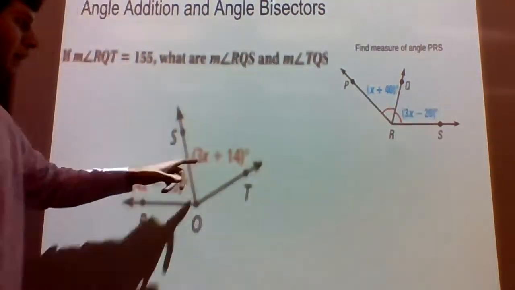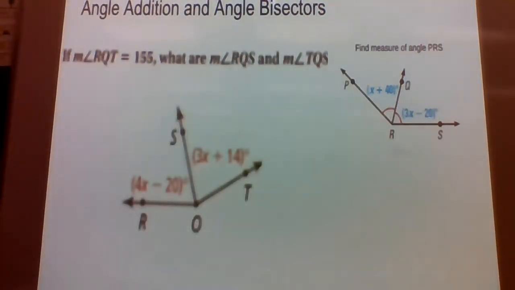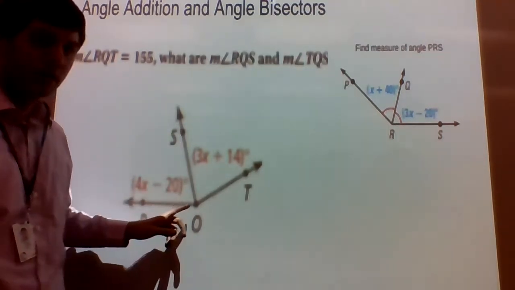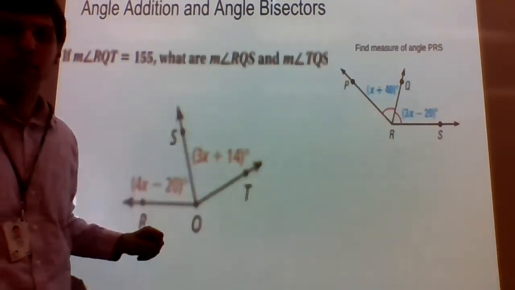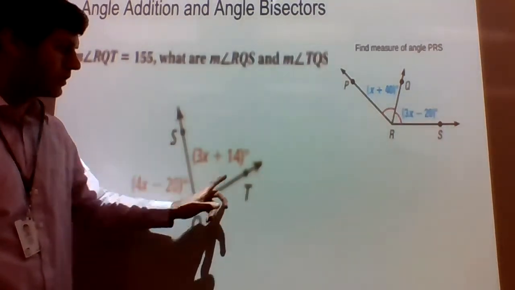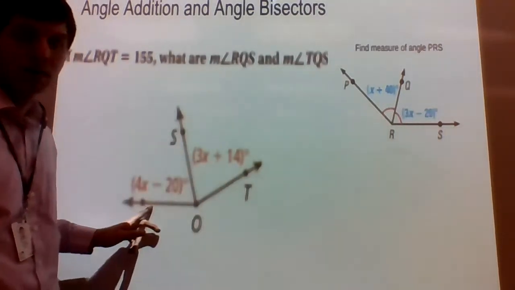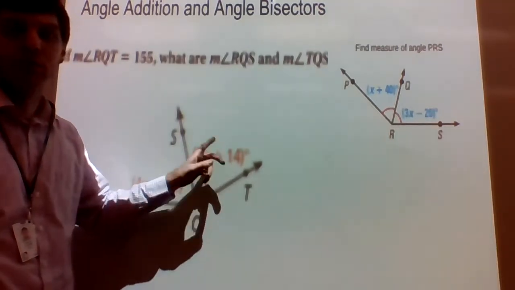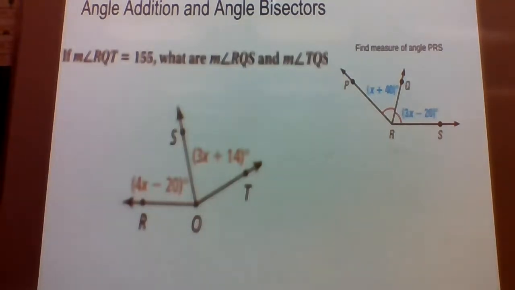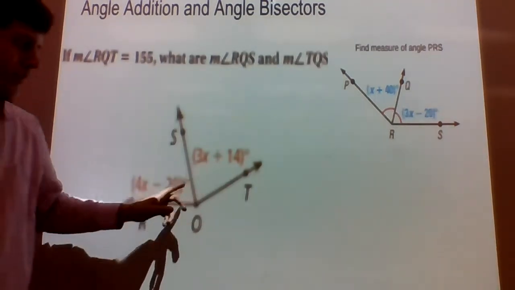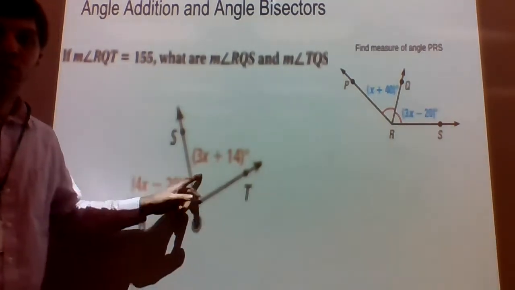Okay. So just like segment addition, we can add the angles together to form the big angle. So if S is a point between the rays OR and OT, then we can add angle SOT with angle SOR to get angle ROT. So if S is between the rays OR and OT, we can add these two angle measures together to get the whole angle measure.